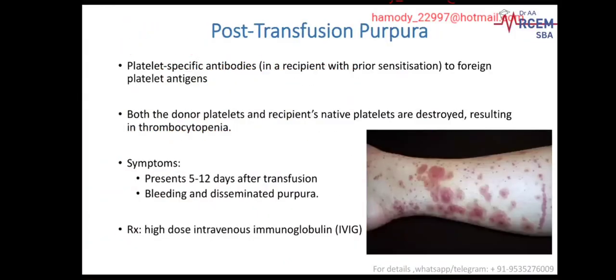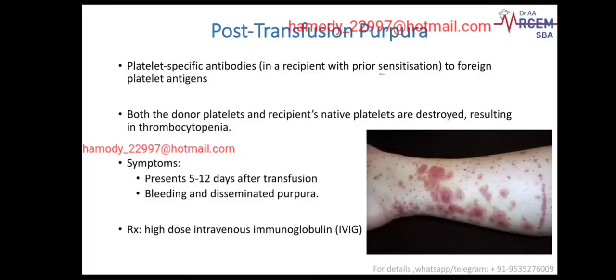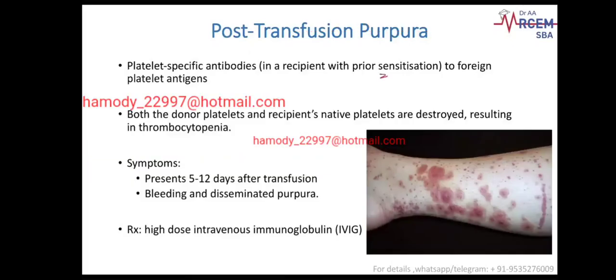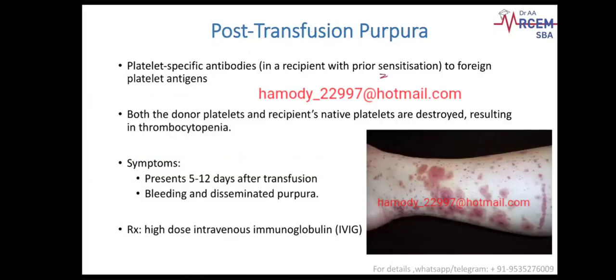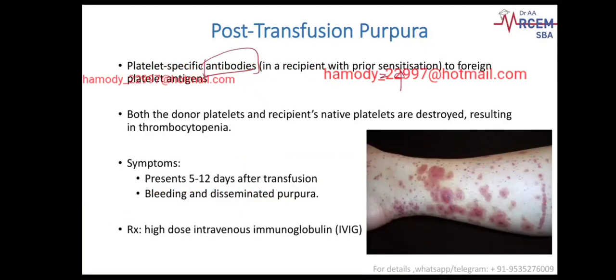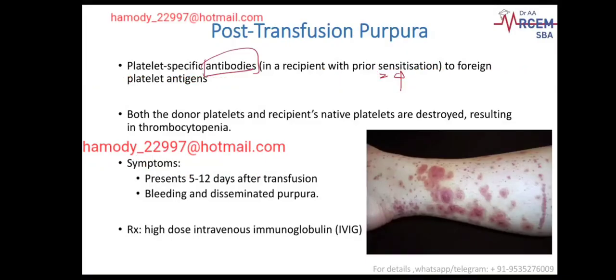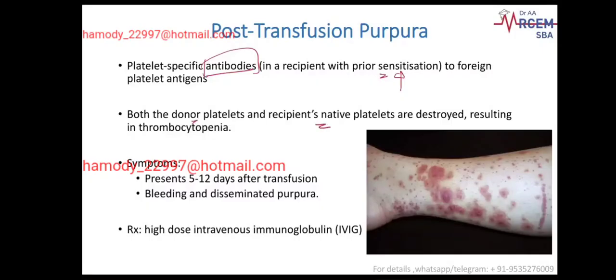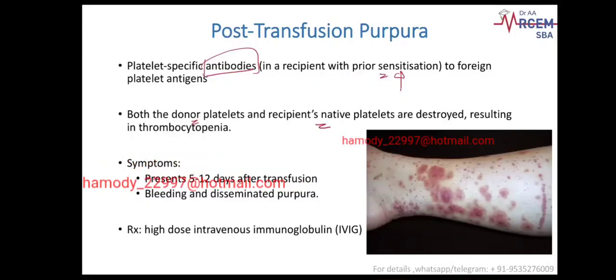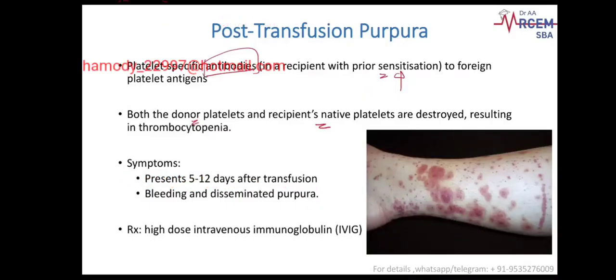Post-transfusion purpura. Whenever you give platelet-rich products to a recipient with prior sensitization, antibodies are present to a foreign platelet antigen. So basically what happens here? The antibodies have developed because the patient has already been sensitized, and whenever you do a platelet transfusion, it starts destroying the platelets. It doesn't just destroy the recipient's platelets, it also destroys the donor platelets. Both the patient's own platelets as well as the external platelets you are giving are destroyed.